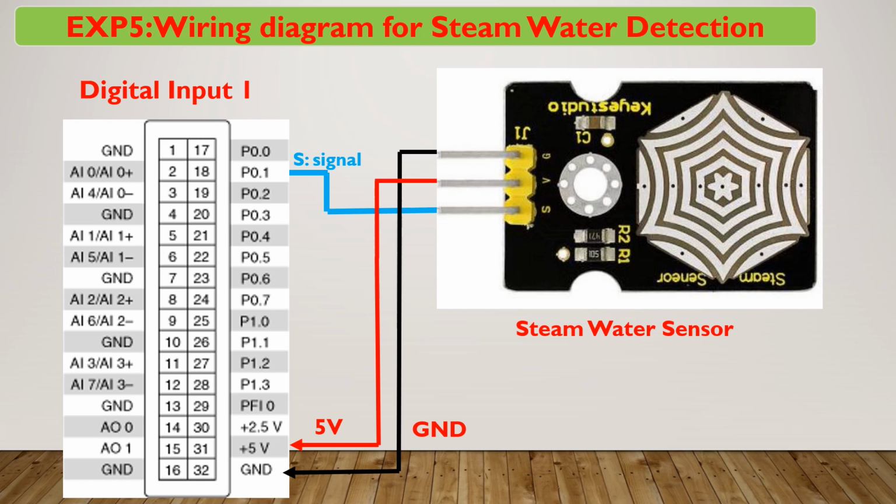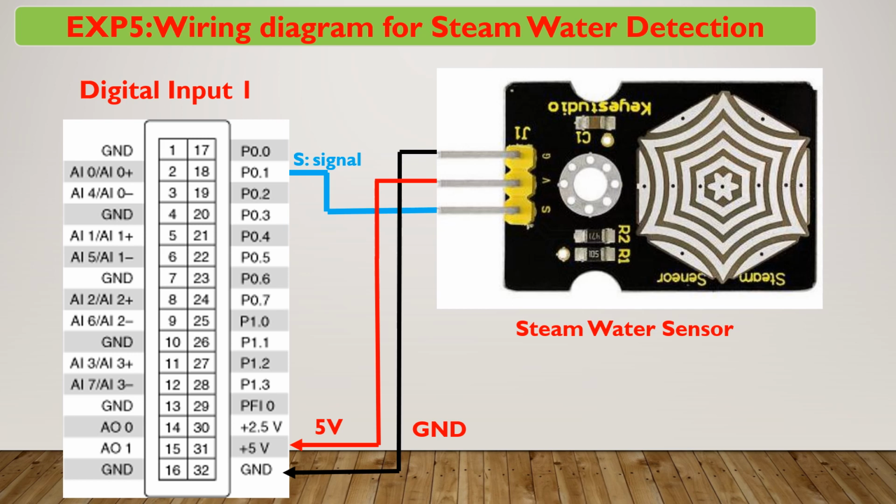In example 5, we want to learn about the wiring diagram for steam water detection. It's the same as the previous digital sensor. We have two wires for power supply. The red one, we connect 5 volt to the module, and the black one, we connect the ground to the ground of the module. And we have a light blue line, a signal line, we connect from the steam water sensor to terminal number 18 or digital input P0.1.